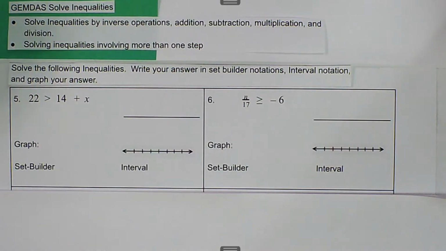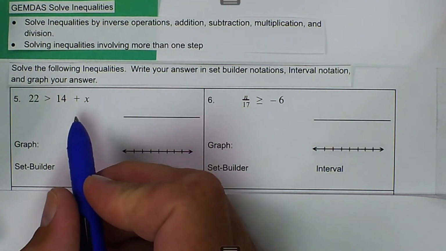We were talking about using GEMDAS to solve inequalities. So we want to solve inequalities by inverse operations, and we want to solve inequalities using more than one step. So here we have example 5. 22 is greater than 14 plus x.